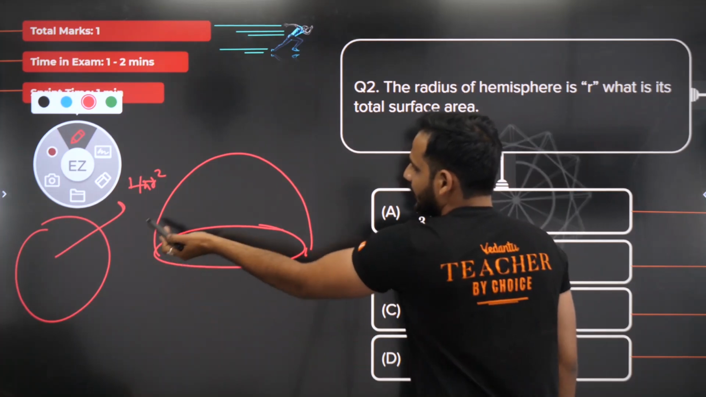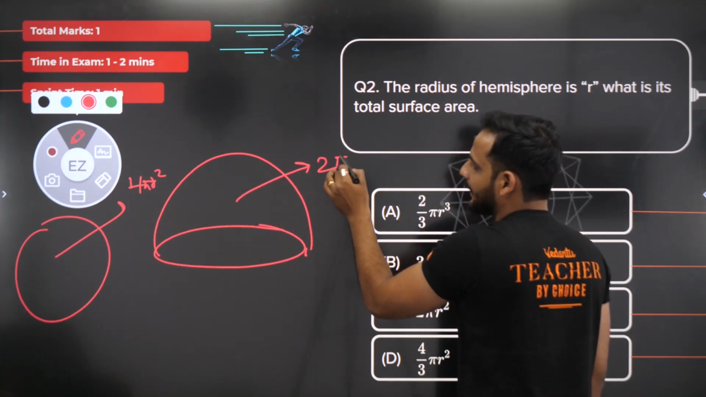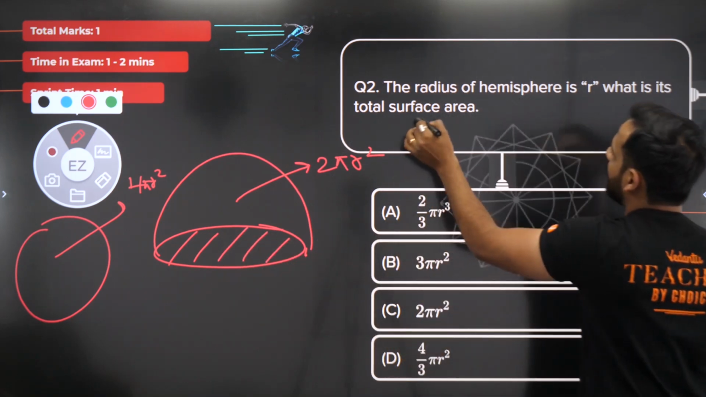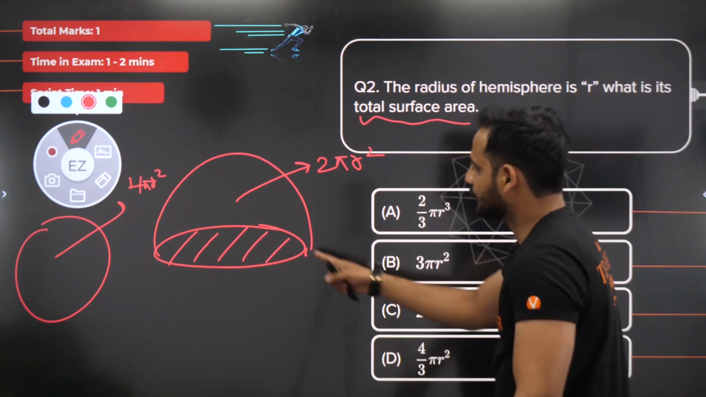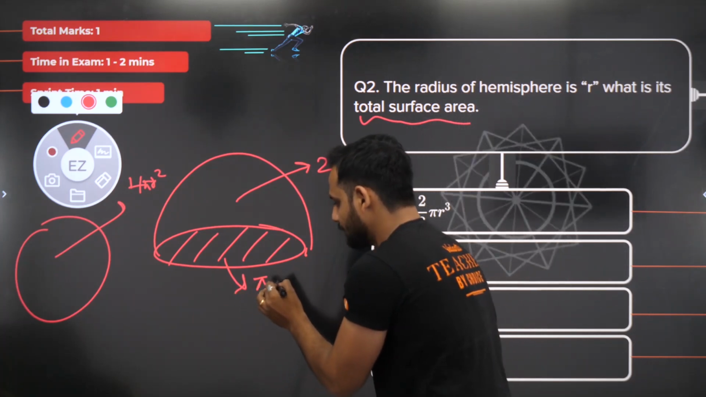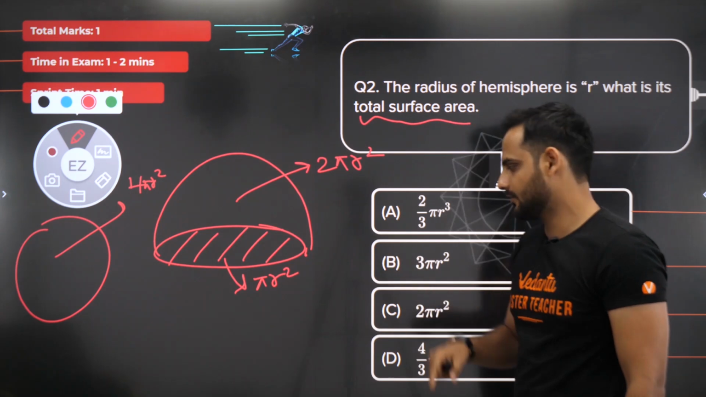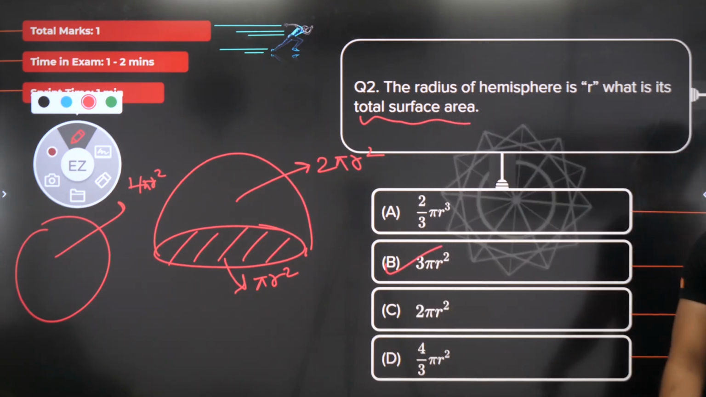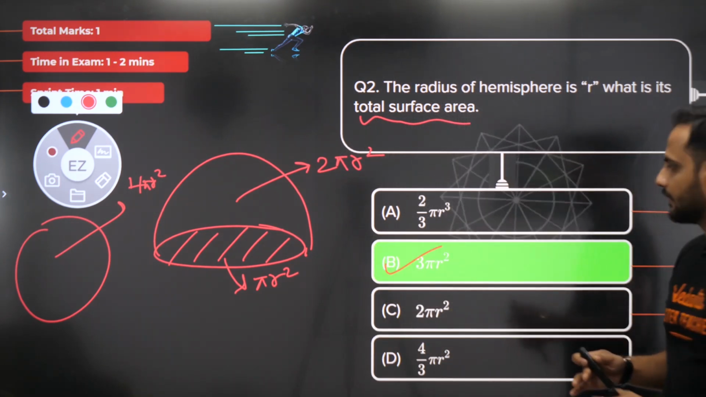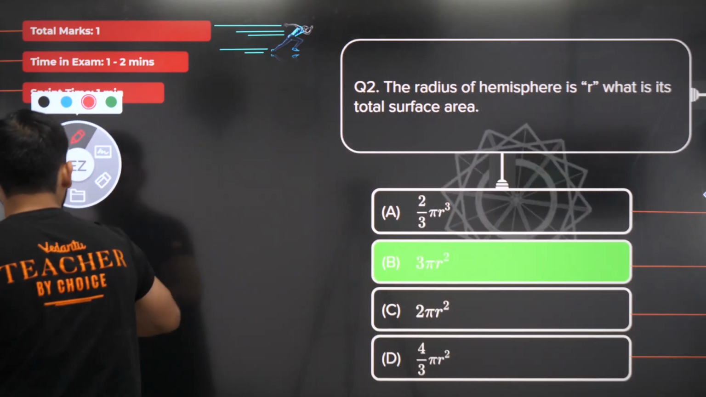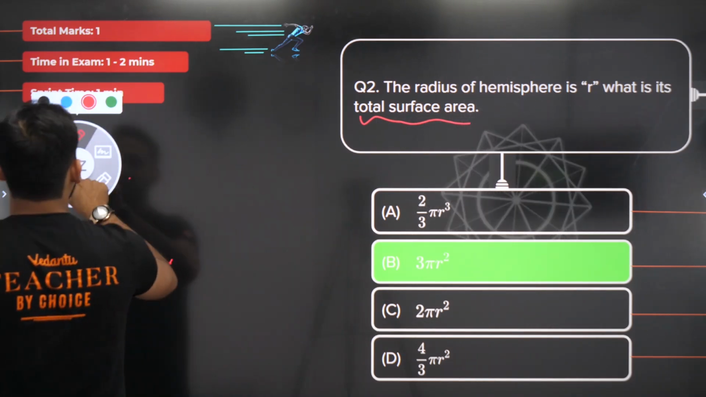So now I can say, if I cut it into half, the top part will be 2 pi r square, plus the bottom is also here. We are talking about the total surface area. So the bottom also is a circular base, which is pi r square. So total surface area will be 2 pi r square plus pi r square, which is equal to 3 pi r square. So option B is your correct answer. Option B is your correct answer. Okay, let's move to the next question.